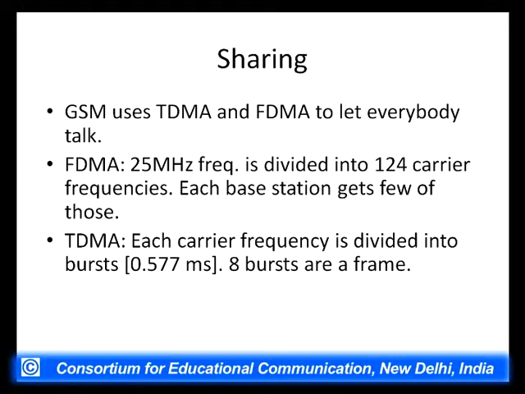So, total 25 megahertz spectrum, and out of that, if you take first 124, then for first 124 you divide 25 megahertz by 124, you will get some kilohertz. So, first these kilohertz first channel, then second channel, and so on, you have 124 channel frequencies, and each base station will get a few of those.